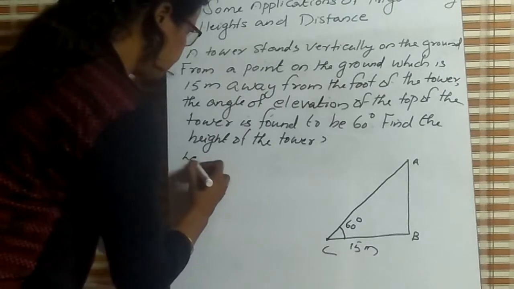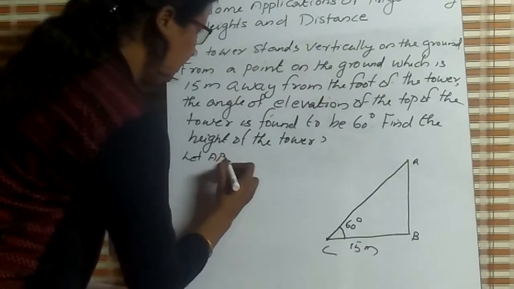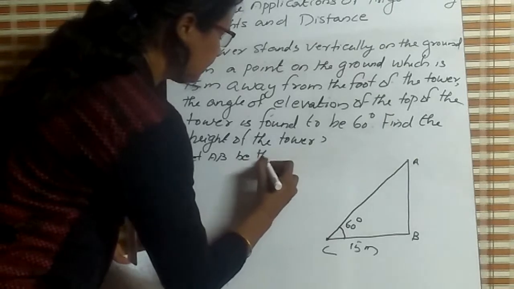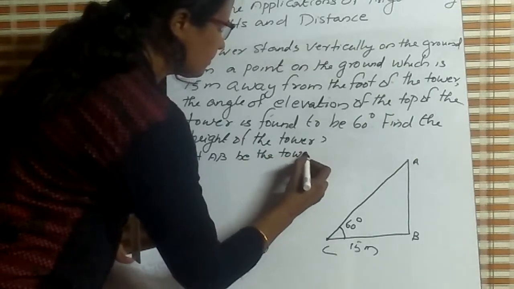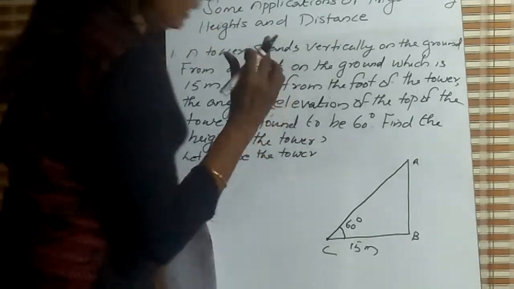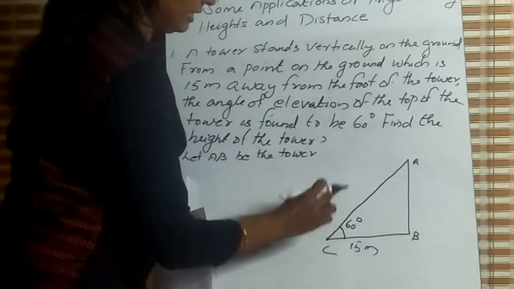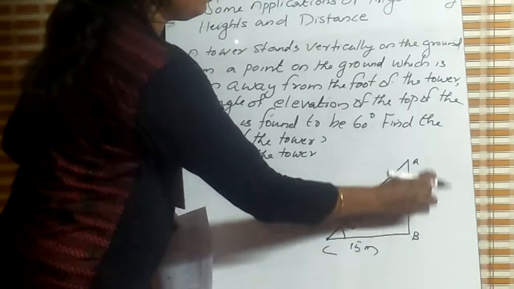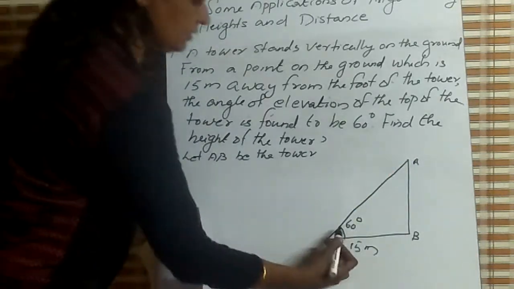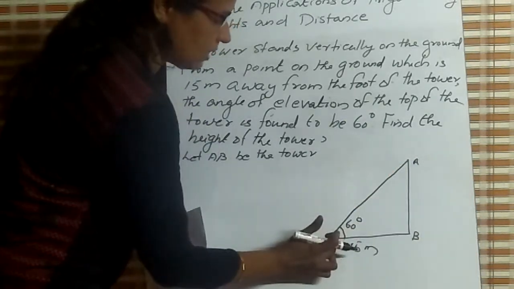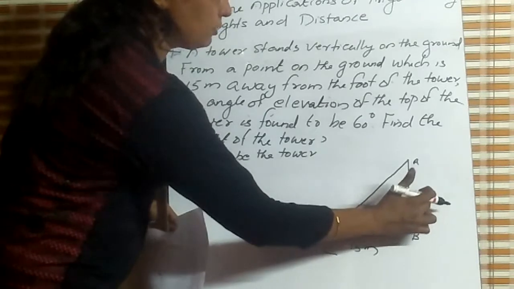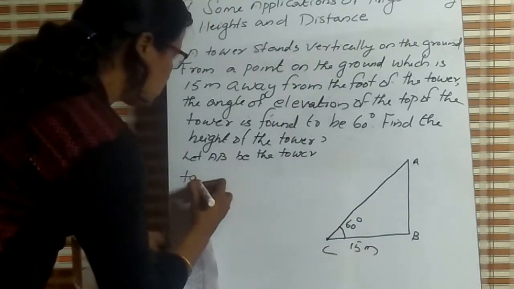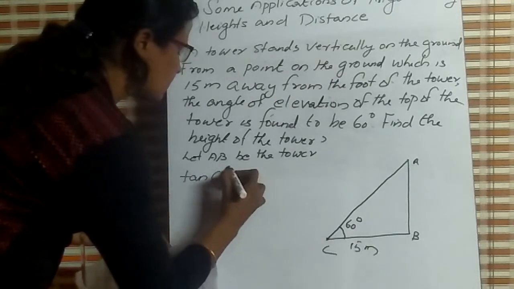First, let AB be the tower. Then find a trigonometric relation using this 60 degree and 15 meter and this side. Based on this angle 60, this is the opposite side and this is the adjacent side. So what is tan 60?